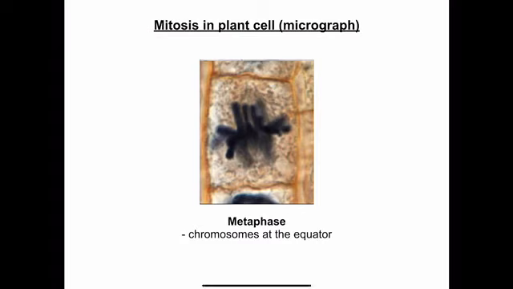This is what it looks like in a plant cell. By the by, we know it's a plant cell because you can see the plant cell wall has a rectangular shape in the dark orange.